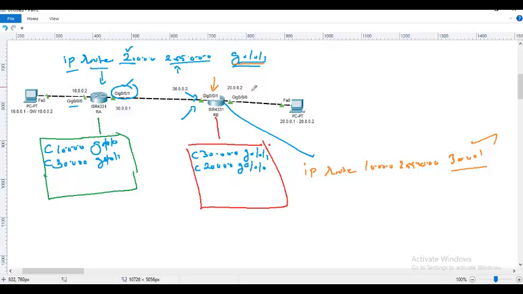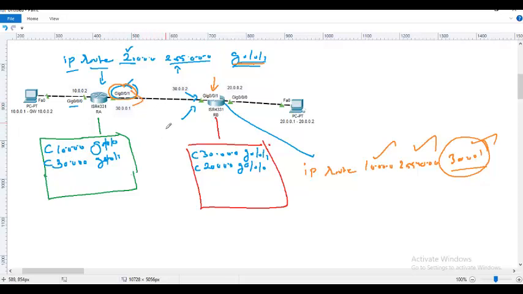Okay, which is best? This is best because you are very precisely saying there will be someone here, send the packet to him. That is more precise than saying send it this way and hope it somehow reaches, isn't it? So giving the IP address of the next router is more accurate than giving the exit interface.